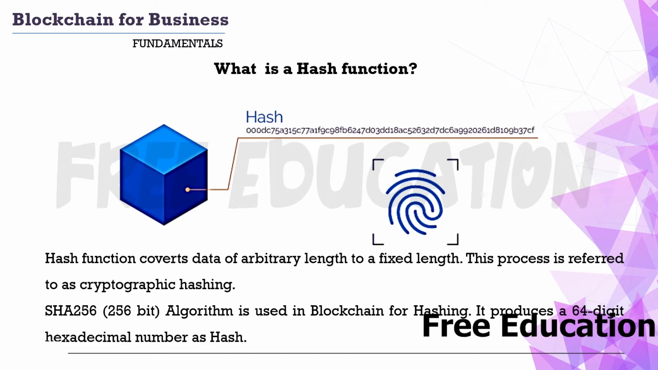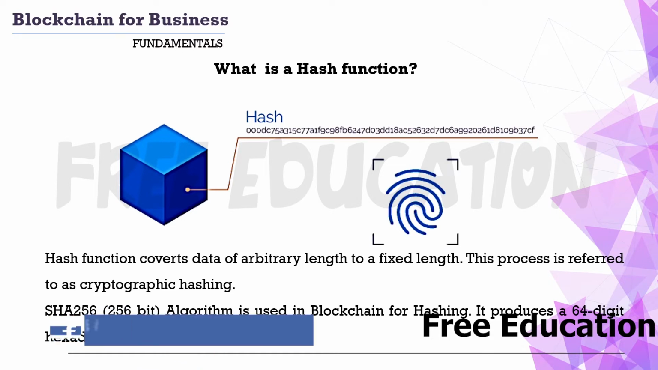In the case of blockchain, this hashing mechanism of converting data into a hash is done through the SHA-256 algorithm. This is a 256-bit algorithm, and it produces a 64-digit hexadecimal number as the hash, which is highly difficult for somebody to hack.